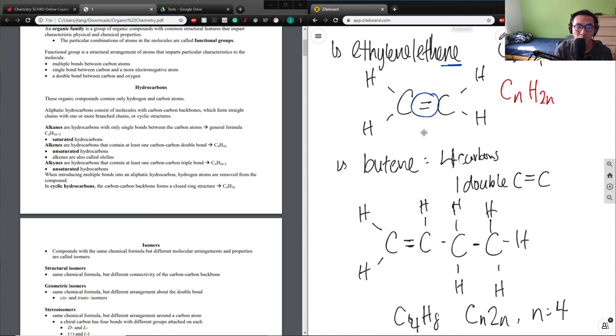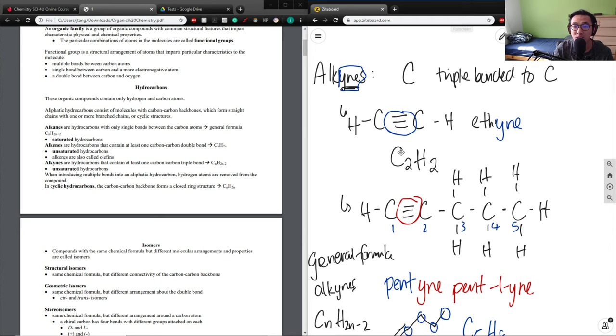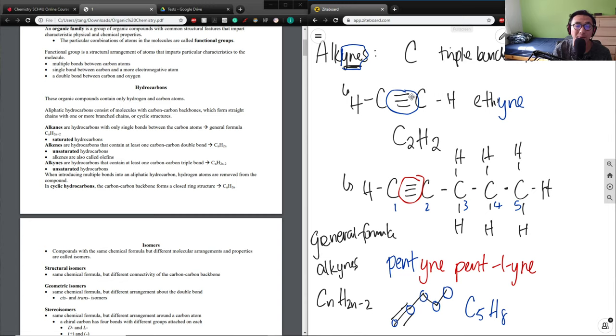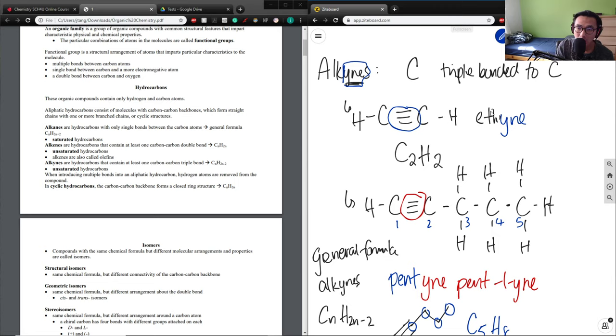Same with alkynes. With alkynes, we can do this twice. We can break the triple bond and make it back to a double bond, and we can break it again and make it back to a single bond by adding hydrogens. Hence this is an unsaturated hydrocarbon. I'm going to write this in blue. So these are all unsaturated.